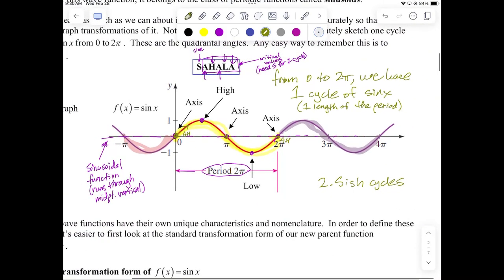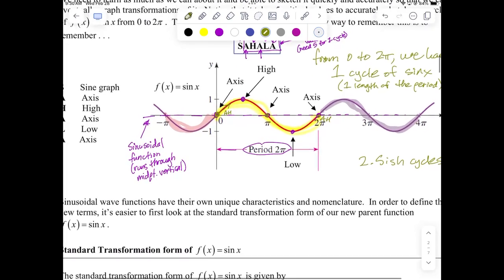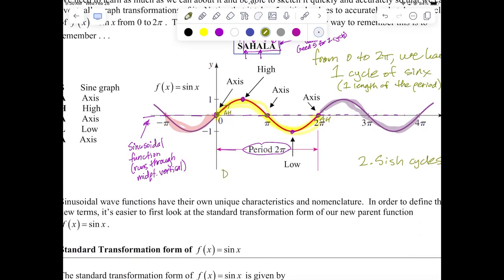All right, let's go ahead and talk about a couple of characteristics real quickly here. What would the domain of this function be? All real numbers. Yeah. All real angles. Remember, these represent angles. All real angles. There is not a single angle in the whole wide world that doesn't have a sine value attached to it. Did you know that? Every angle has a sine value.